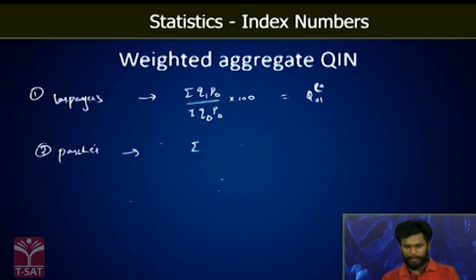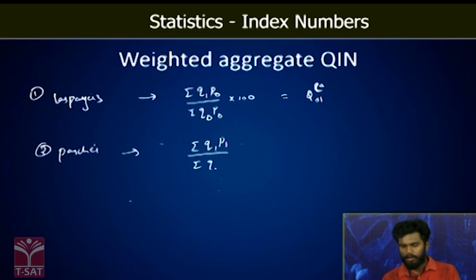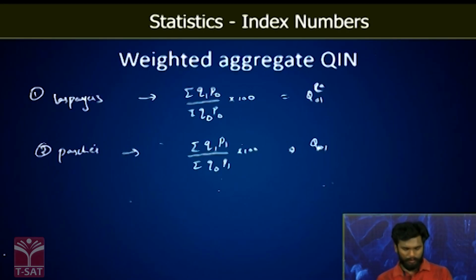And for Paasche, the formula is given by summation Q1 P1 by summation Q0 P1 into 100. Here we are taking the weights of prices in the current year. It is denoted by Q01 PA, Paasche.